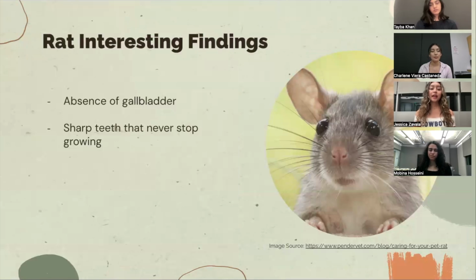One interesting anatomical feature of rats is the absence of the gallbladder. Instead, their liver constantly secretes bile directly into the small intestine. This is because rats have a constant diet and digestive process, so they do not need a gallbladder to regulate bile release.